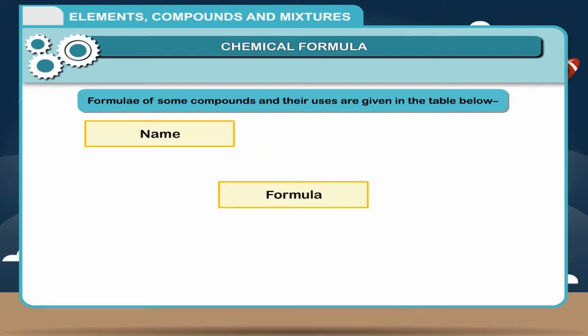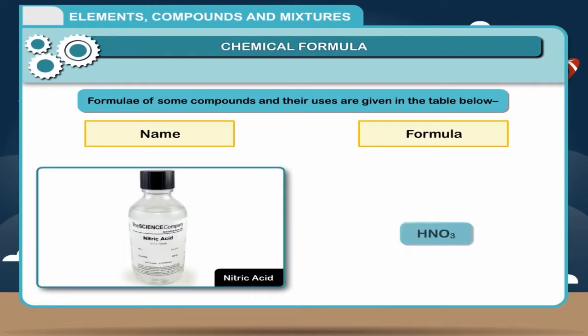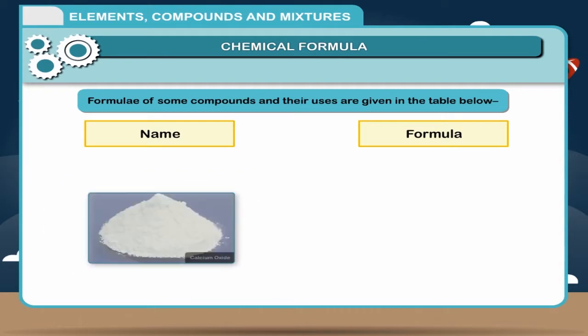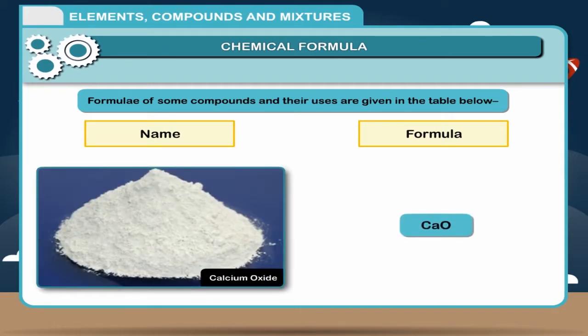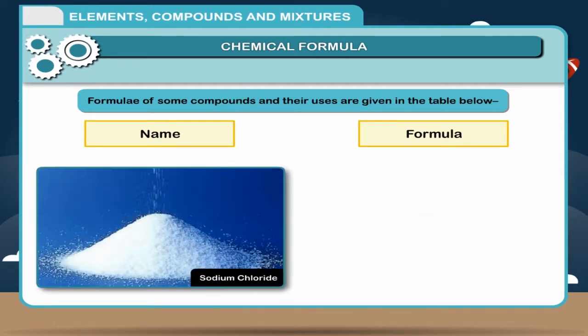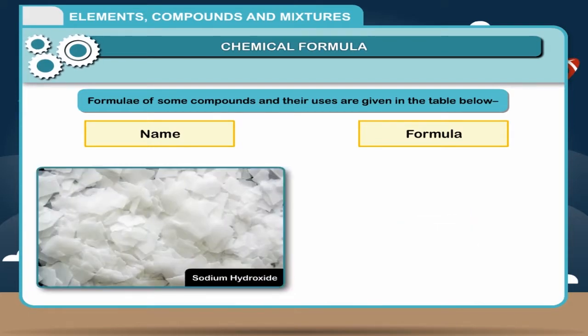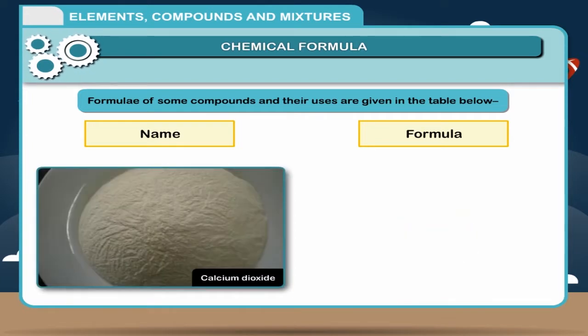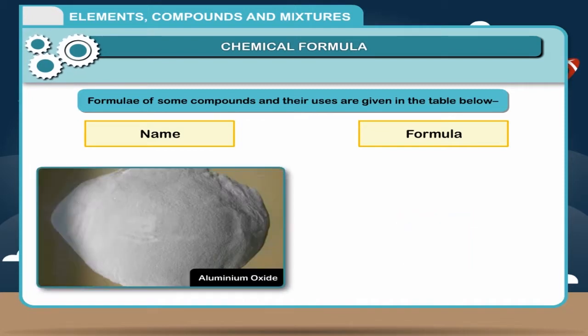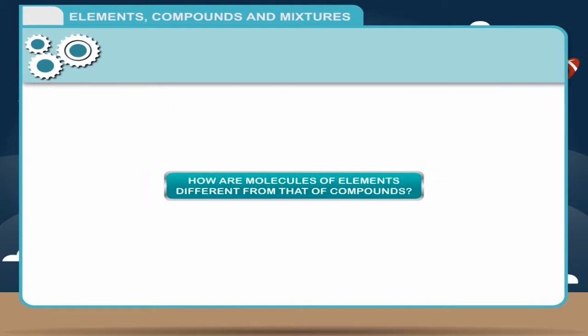Name, formula. Nitric acid, HNO3. Calcium oxide, CaO. Sodium chloride, NaCl. Sodium hydroxide, NaOH. Carbon dioxide, CO2. Aluminium oxide, Al2O3.